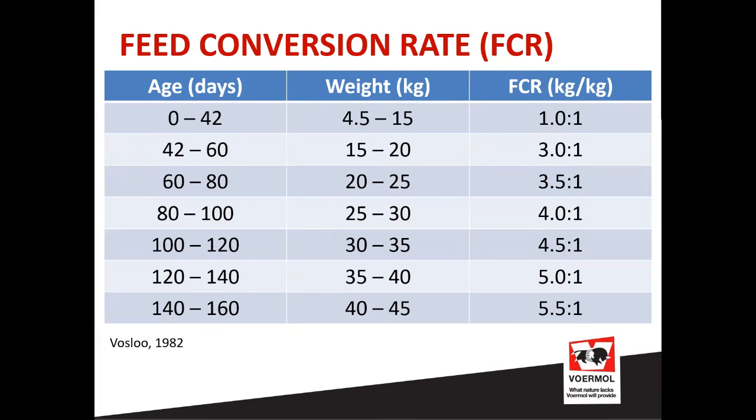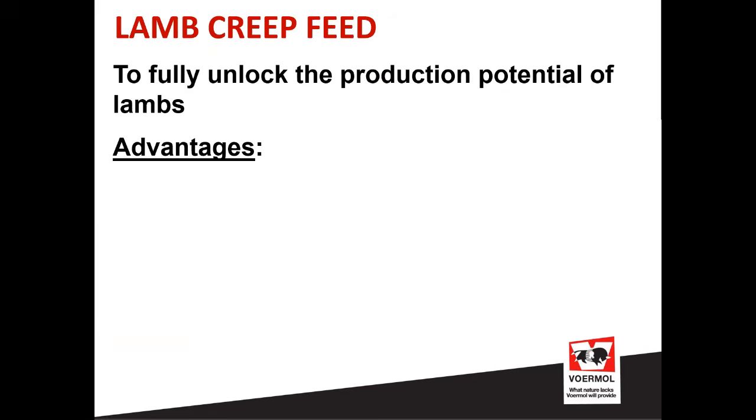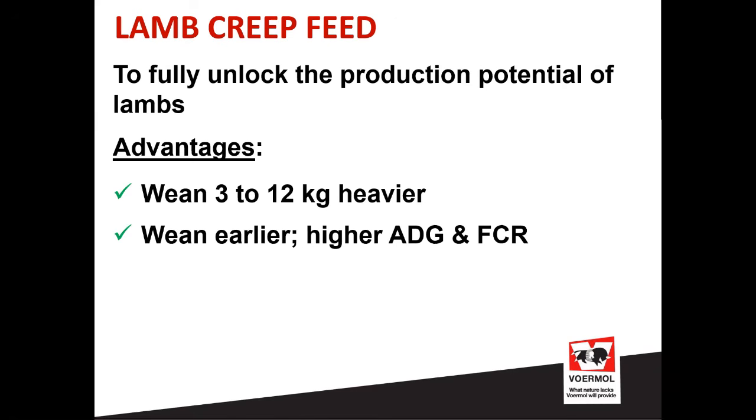So it's very important to focus on this first 40 or 60 days. You've got your best feed conversion rate. And that's why creep feed is so important, because we can actually unlock the potential of that lamb, where we're feeding less and getting more at the end of the day. Lamb creep feed is there to fully unlock the production potential of our lambs, and it includes advantages such as weaning heavier, anything from 3 to 12 kilograms. You can actually wean earlier due to the higher average daily gain and improved feed conversion rate.